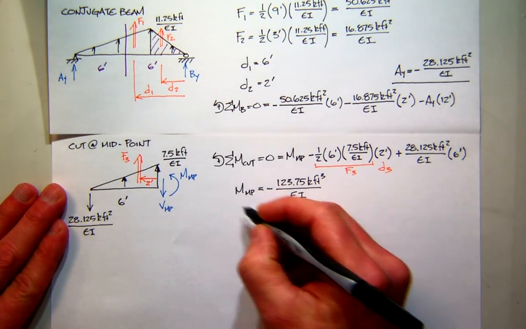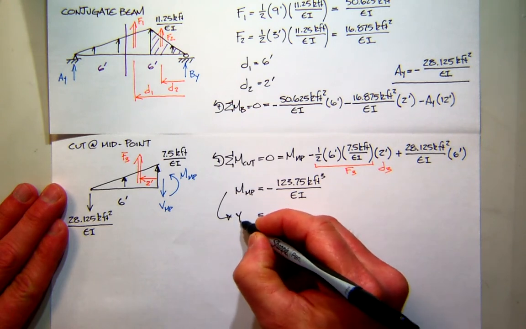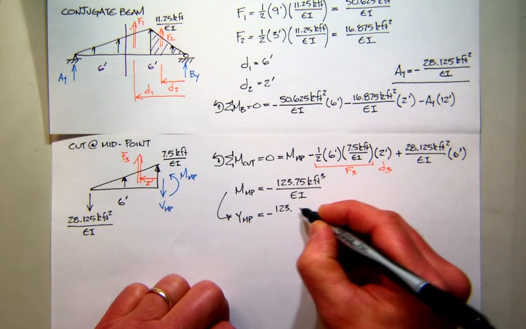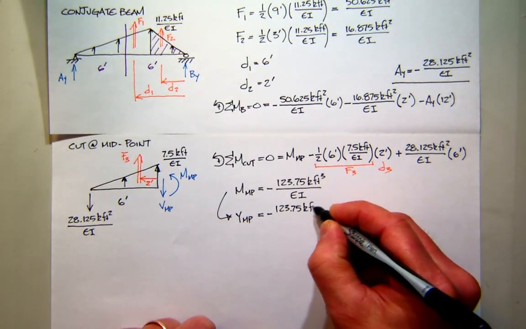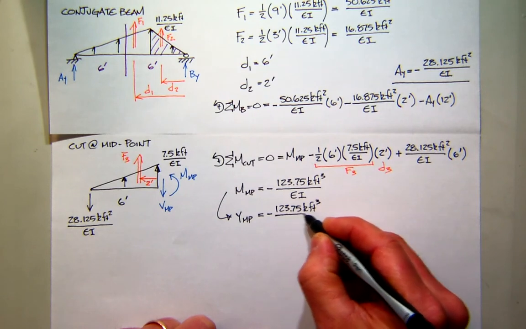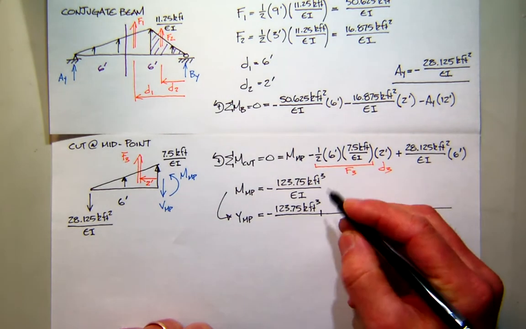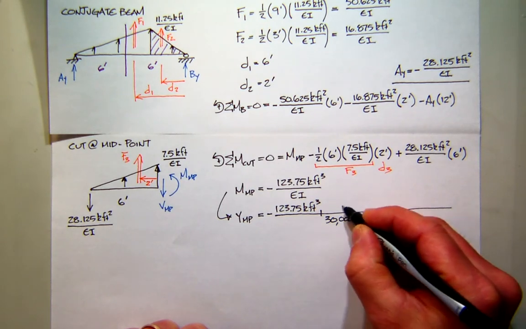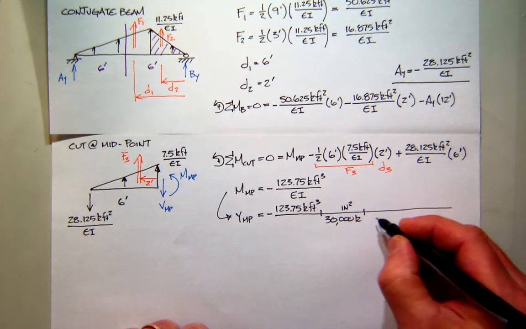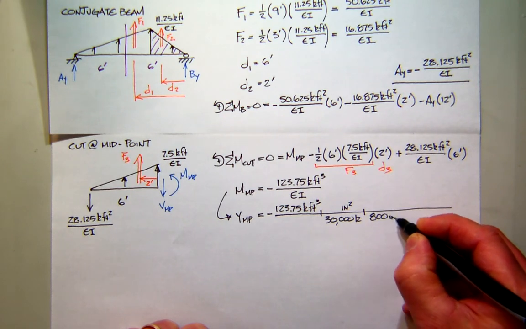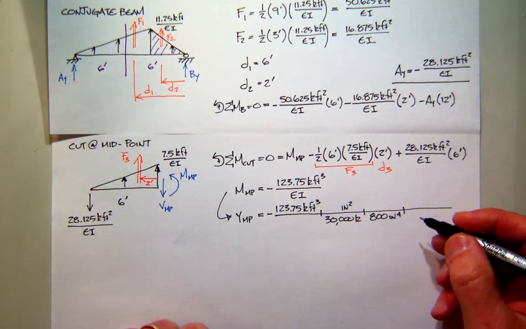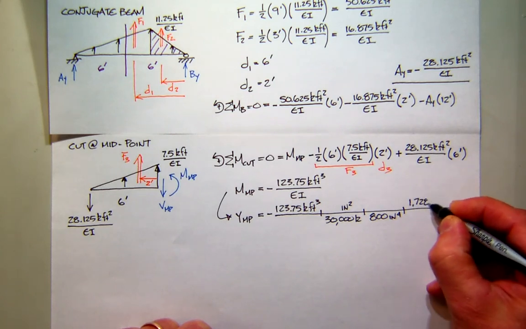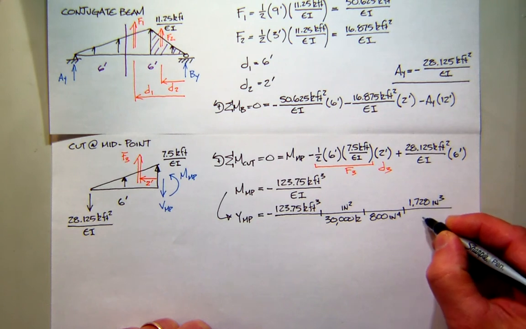We know that that's going to map to the displacement at the midpoint. So I've got negative 123.75 kip feet cubed divided by E. E is 30,000 kips per inch squared. I is 800 inches to the fourth. And then we need to convert between cubic feet and cubic inches, so we know there's 1728, 12 cubed, inches in a foot cubed.